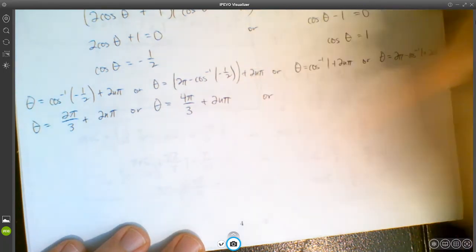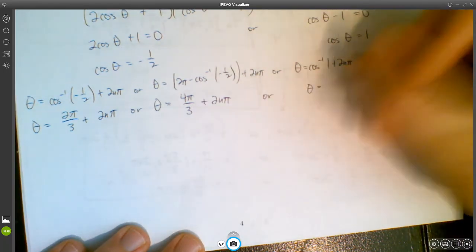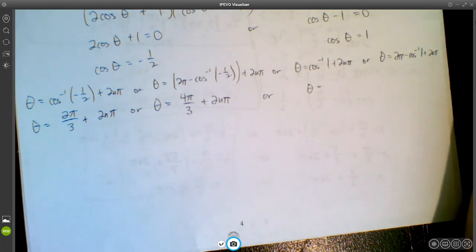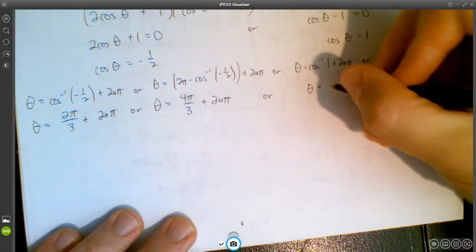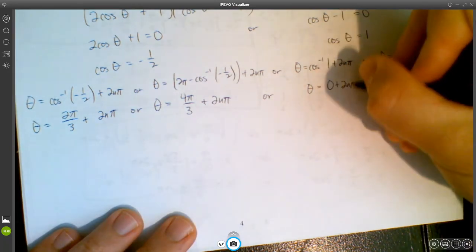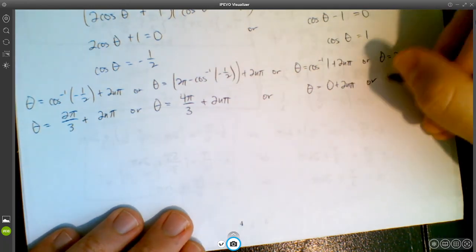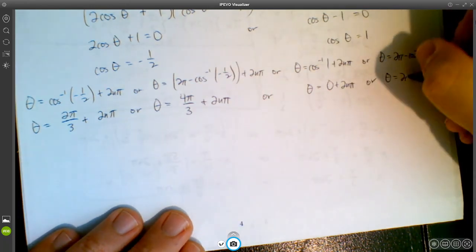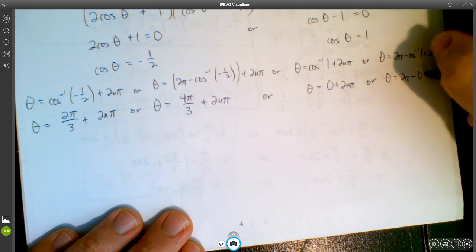Or theta equals, cosine inverse of 1 would be 0, right? So 0 plus 2n pi. Oh, we've already seen a situation kind of like this, right? Theta equals 2 pi minus 0 plus 2n pi.